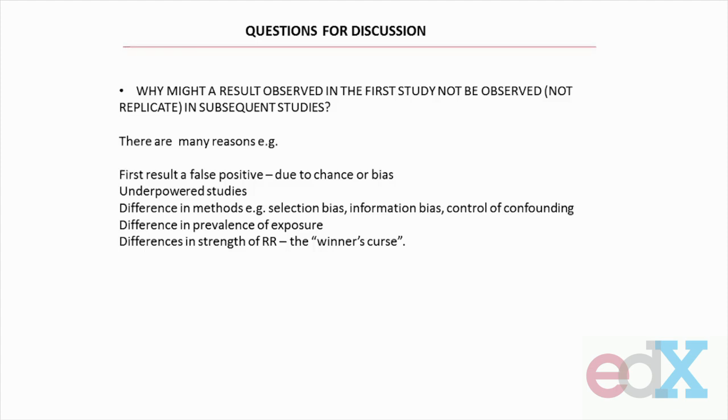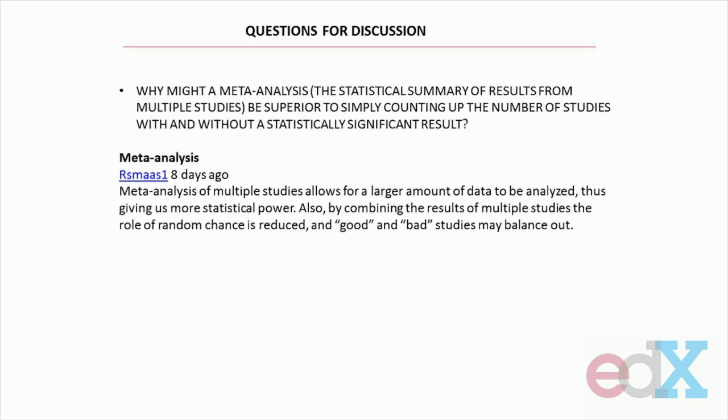So that brings us to the final question: why might a meta-analysis, a way that we can statistically summarize results from multiple studies, be superior to looking at individual studies or simply generating a table from those individual studies of the numbers that are, quote, positive and the numbers that are null? And the answer here: meta-analysis of multiple studies allows for a much larger amount of data to be analyzed, thus giving us more statistical power. Also, by combining the results of multiple studies, the role of random chance is reduced.